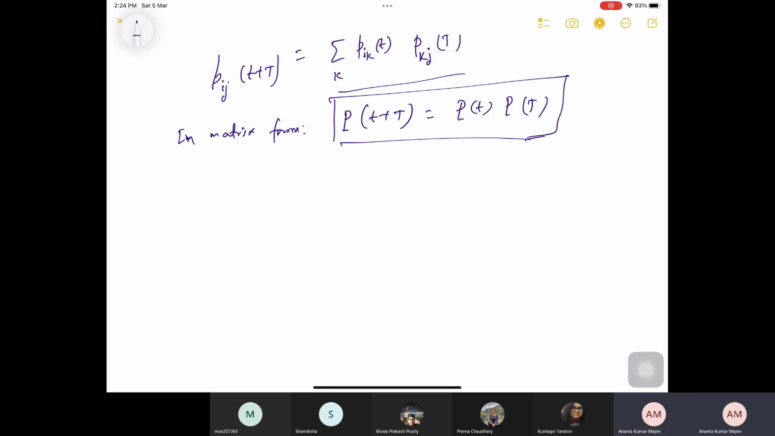Let us make the following remark. If I denote p_j(t), the distribution, as probability of X(t) = j, then my claim is that the summation over j in S of p_j(t) is 1 for a CTMC. Why is this so?